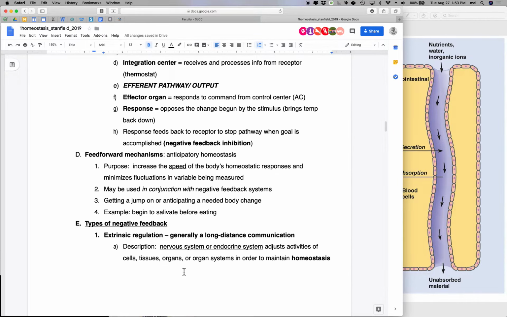So the next thing I want to talk about is the concept of a feed-forward mechanism. Okay, immediately that sounds like the opposite of negative feedback because it's feed forward, but I want you to understand that it's not the opposite. What it is, is getting a jump on negative feedback. So let me give you some examples.